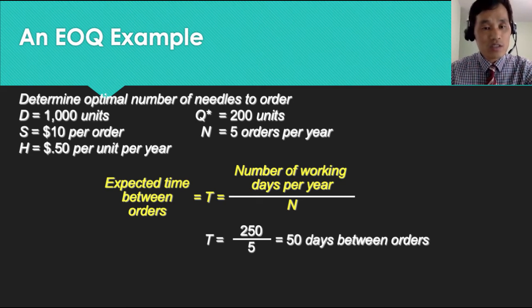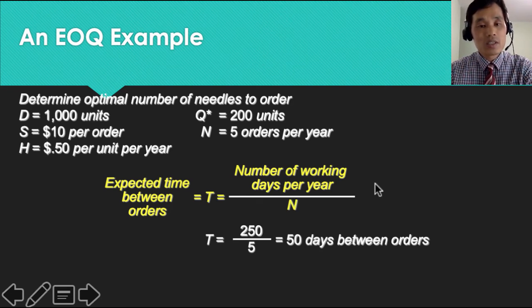Or you can convert that to number of working days. The number of working days differs depending on the circumstances of each company, and you can include those working days. Say typically it's 250 days, so we put 250 days as the number of working days per year and divide by 5 orders per year. Then we find that every 50 days we should order.